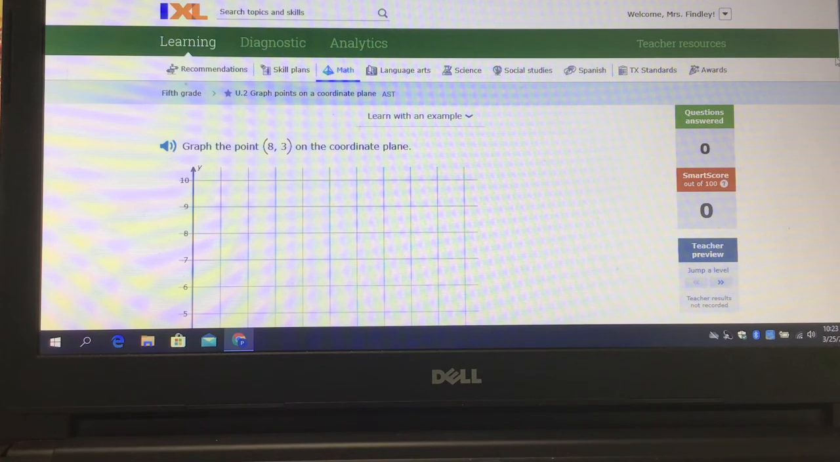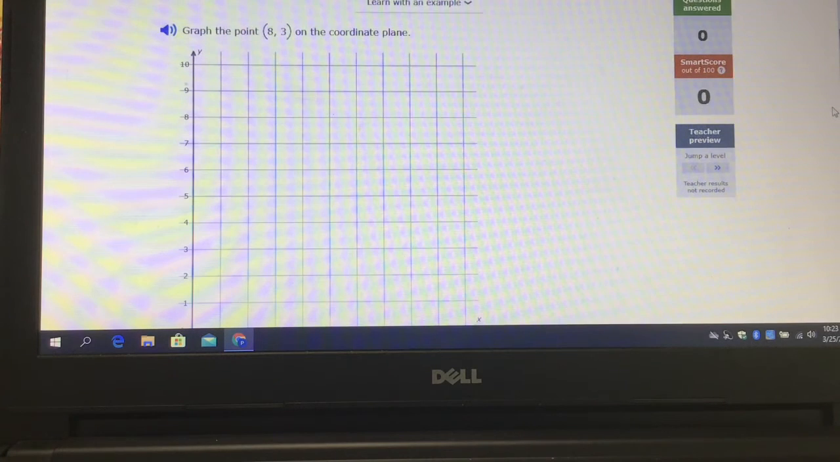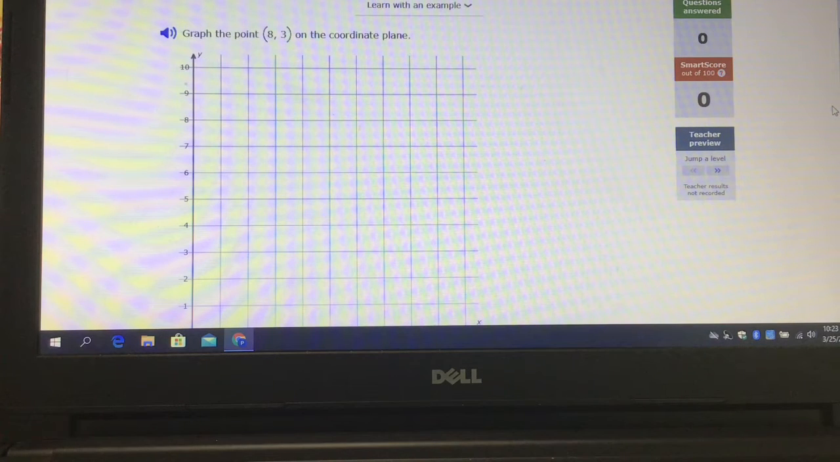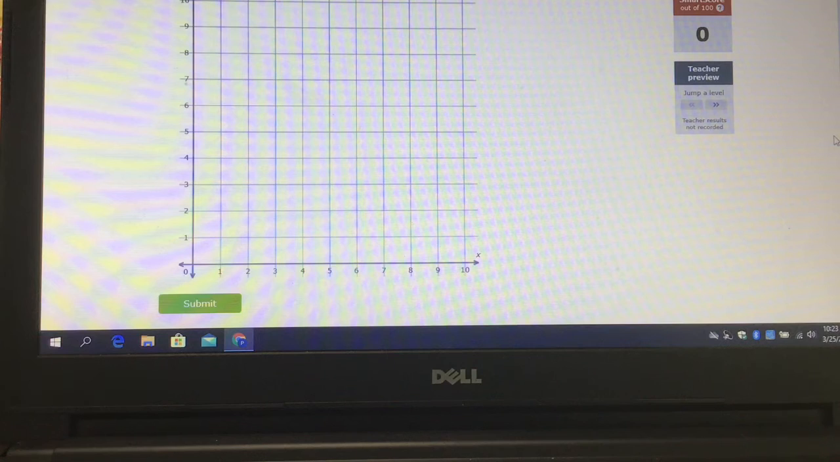Graph the point. This time we're going to actually graph points. So we're going to find where is 8, 3 on this coordinate plane. Sometimes they're called coordinate planes. We call them coordinate grids. It's the same thing. Coordinate plane or coordinate grid.